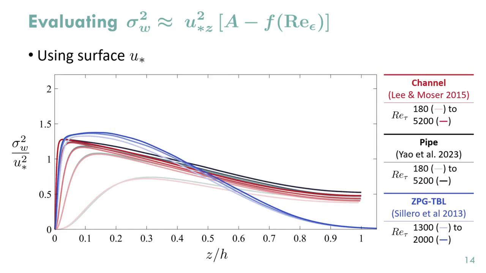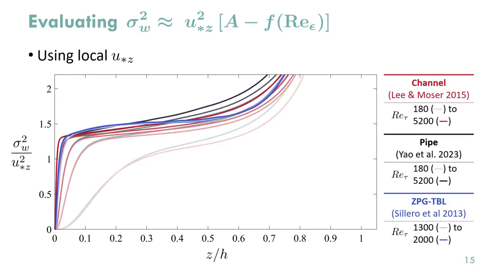So here we're looking at the profiles of all of the direct numerical simulations using the traditional surface scaling of U star squared. And here you can see differences between the different flow cases, specifically for the zero pressure gradient case, and you can also see clear Reynolds number dependencies as well.